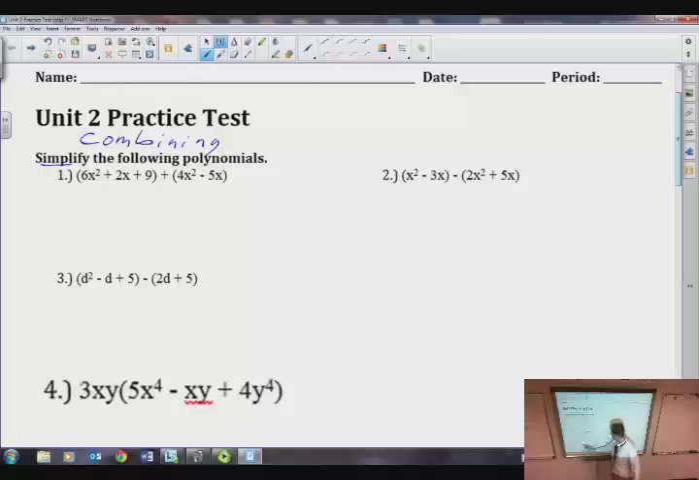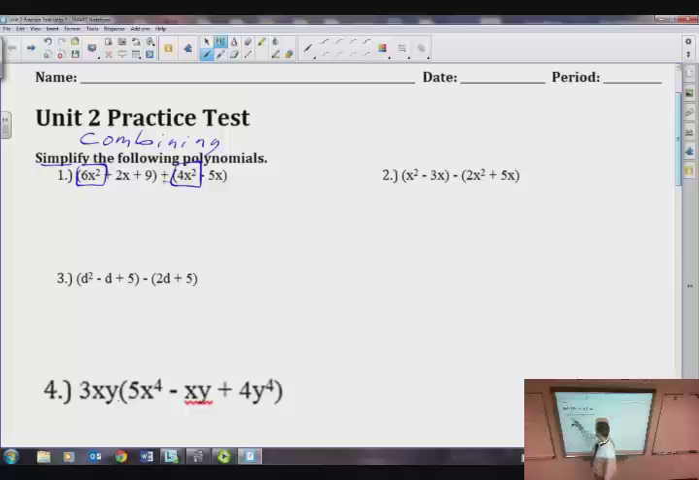If we go down to number 4, you're actually going to be multiplying, right? That's different than combining. You're going to have to multiply, then combine like terms. So this one, you're just combining like terms only. I'll go ahead and circle 6x squared and 4x squared, and those two I can combine with the plus symbol there.